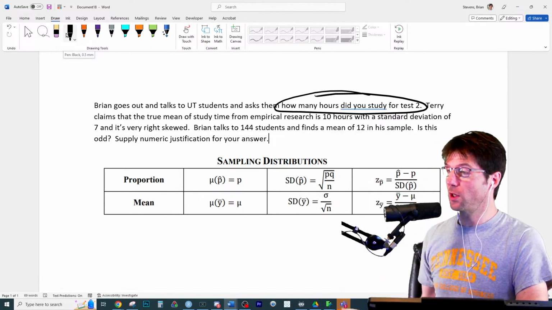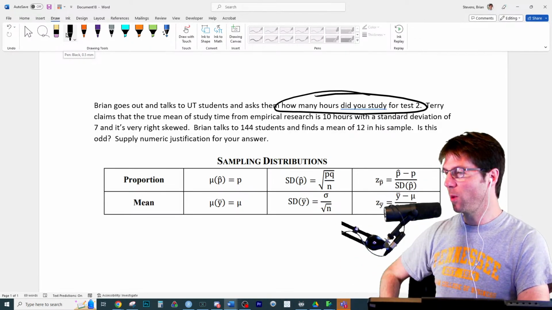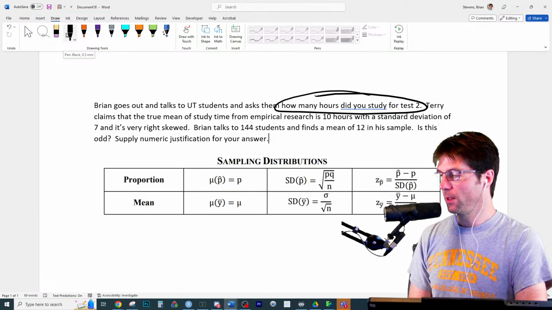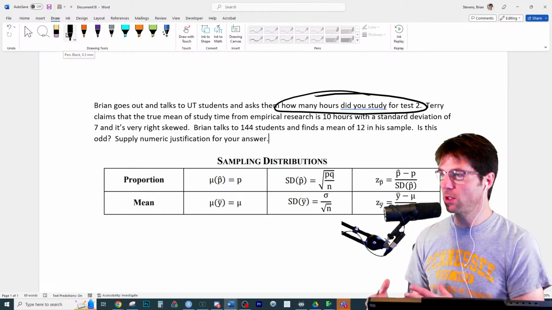So just ask yourself, how many hours did I study? You don't have to be honest, but how would you answer that? Think about just answering the question, how many hours did you study? Which is going to help us out a lot, because a lot of times questions mention means.